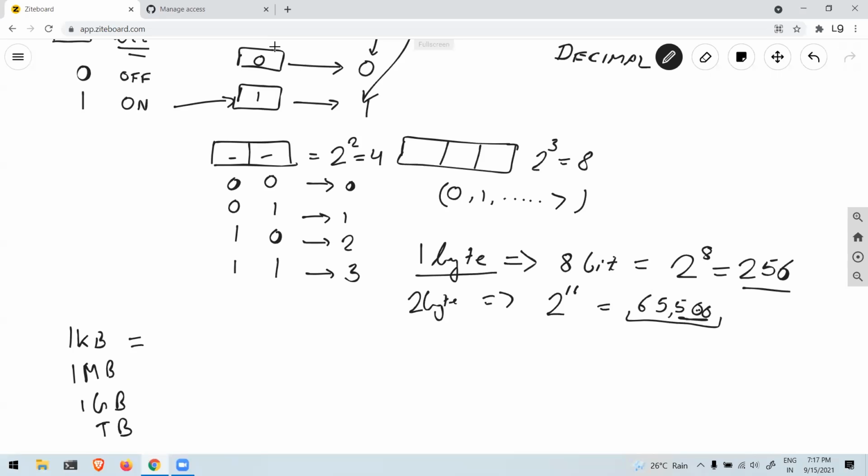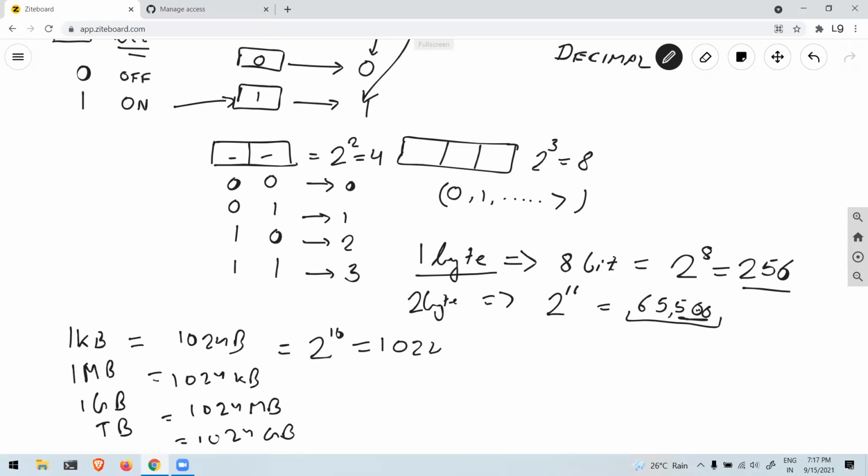a lot more. So 1 KB is 1024 bytes, 1 MB is 1024 KB, 1 GB is 1024 MB, and 1 TB is 1024 GB. And why is this 1024? Because 2 to the power 10 is equal to 1024. All right. That's why it's not 1000, it's 1024. And everything runs in powers of 2 in computers.